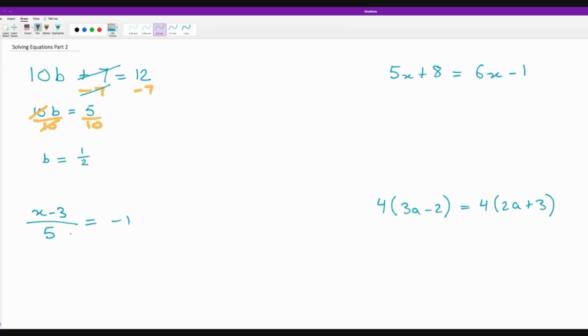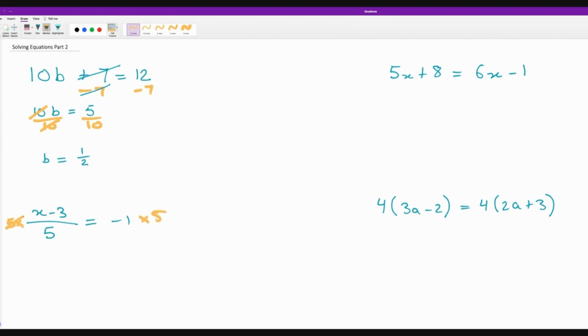Let's have a look at the next question down over here. So x minus 3 all over 5 is equal to minus 1. So again, the goal is to isolate this x, but this is a fraction. And the trick with fractions is we have to get rid of the fraction as soon as possible. So I need to move this divide by 5 very quickly over to the other side. The opposite of divide by 5 is to multiply both sides by 5, like that.